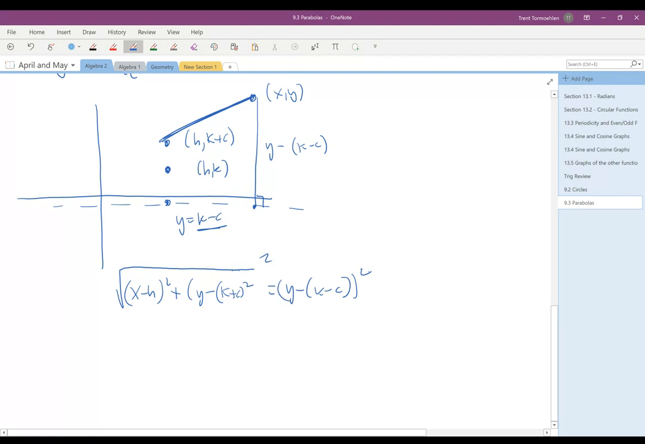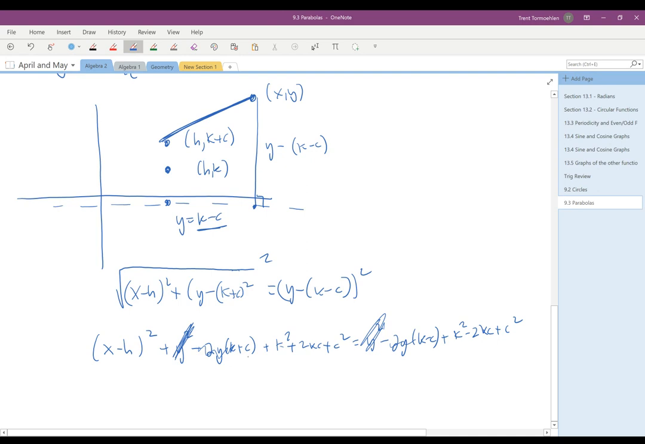Square both sides. Similarly, like I did before, I'm not going to multiply out the x part because we're going to want to leave it as it is. We need to multiply out this y part, so it's going to be y squared minus 2y times k plus c plus k plus c squared, which turns out to be k squared plus 2kc plus c squared. And that's going to equal y squared minus 2y times k minus c plus k minus c squared, which would give you k squared minus 2kc plus c squared. Where the really good thing that happens here is all kinds of stuff cancels out. Y squared cancels out. The 2yk cancels out.